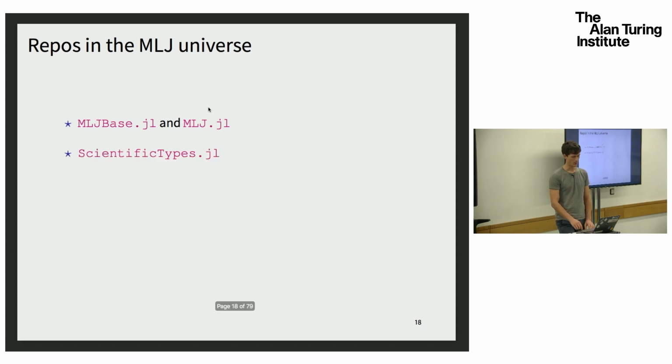Okay. Then you have ScientificTypes.jl. It's quite an important but very lightweight bit of the universe, and it doesn't have to be in MLJ. Actually, you could use it even in a completely independent way. So I'll talk about this.